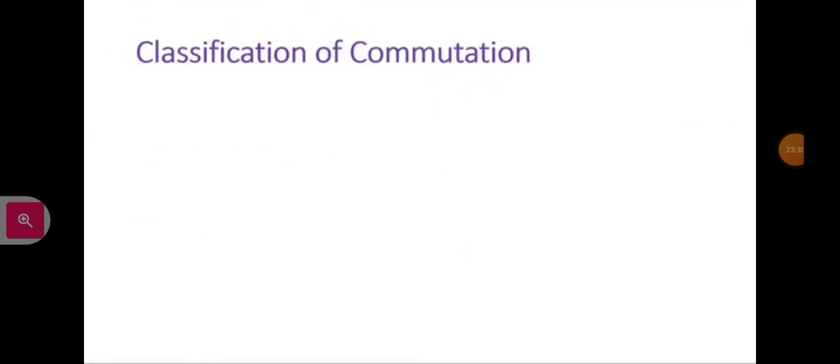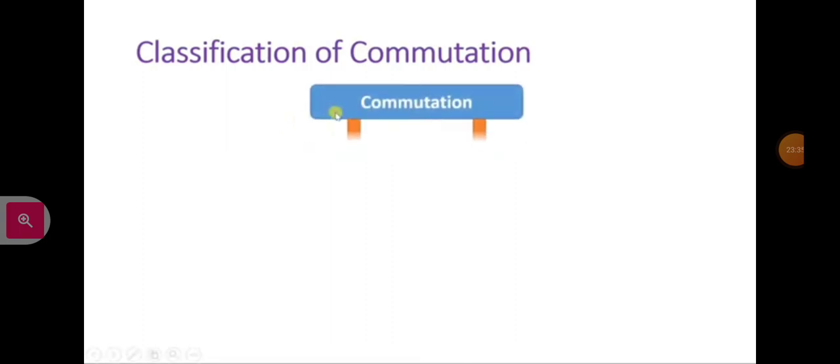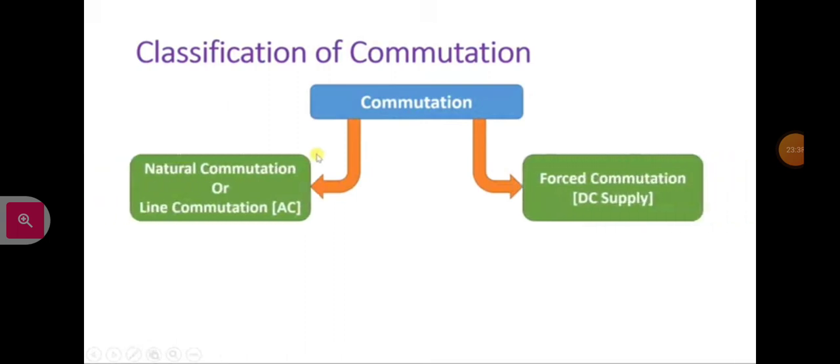So when we talk about commutation, that is the process of turning off SCR. There are basically two categories. One category is forced commutation and the second category is natural commutation. Natural commutation is even referred to as line commutation. Now see, these two categories are made based on the supply used. So in forced commutation we use a DC supply, and in natural or line commutation we have an AC supply.